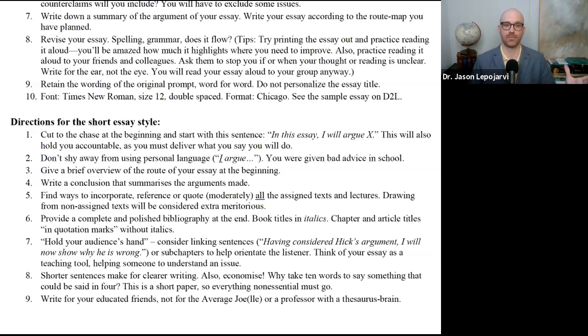10, font. Please use Times New Roman, size 12, double spaced. As for the format, the apparatus, use the Chicago style. There's a sample essay that I usually give. Basically, it means the footnote style. So use footnotes. It cleans up the bulk of your text from all these jerky parentheses and sources. All those references are moved to the bottom of the page.